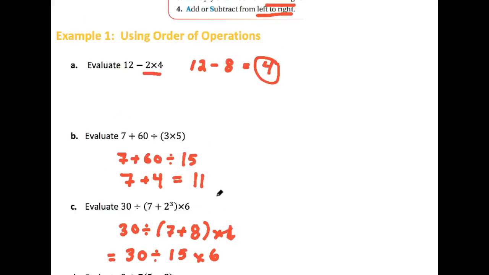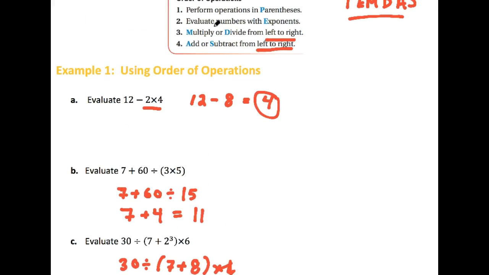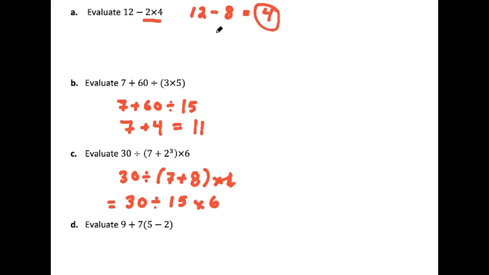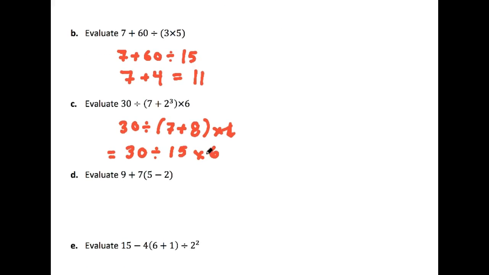Division and multiplication. Notice how it says multiply or divide. You'd say, oh, I'd multiply first because it's written first. Well, it's not. It's left to right. Left to right, multiplication and division. We're actually going to divide first. 30 divided by 15 ends up being 2. And then we're going to have times 6. So this ends up being 12.